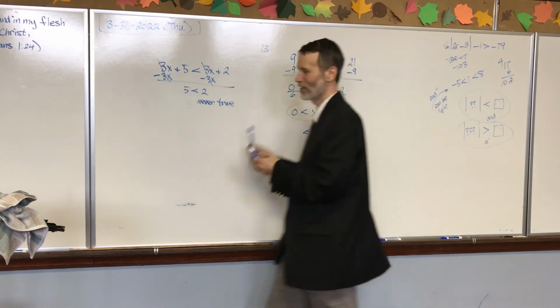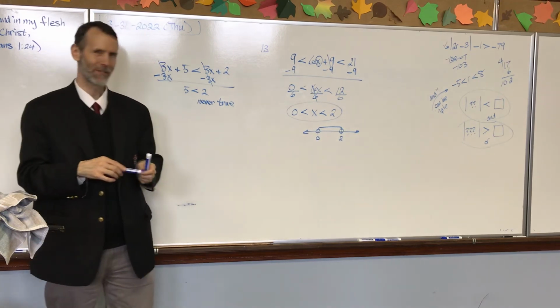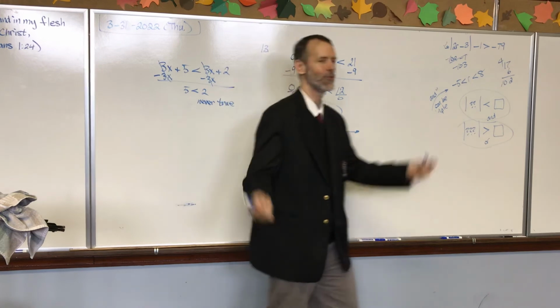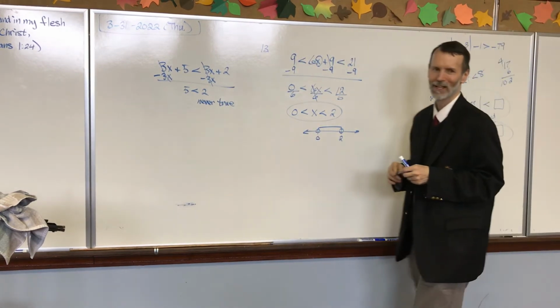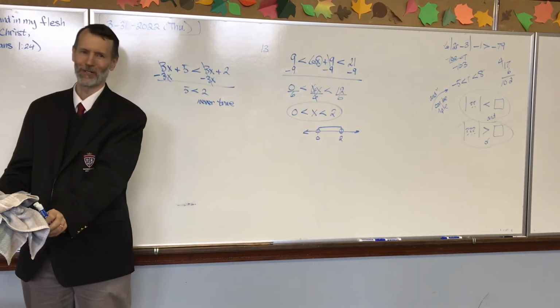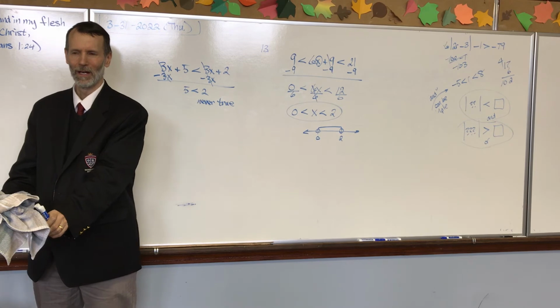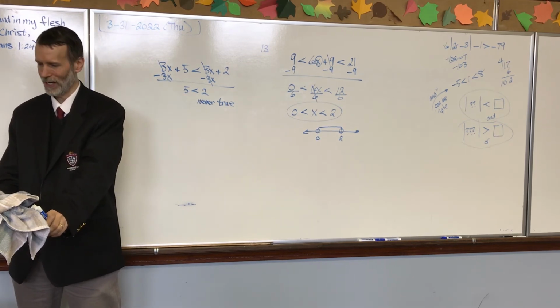Could you write them separately and graph them separately and then do the and? Yeah. But that takes twice as long. Basically, if x is in between the 2 numbers, you shade in between the 2 numbers. Make sense? Next. Any other regular problems? All right, if you find one, we'll circle back to it.